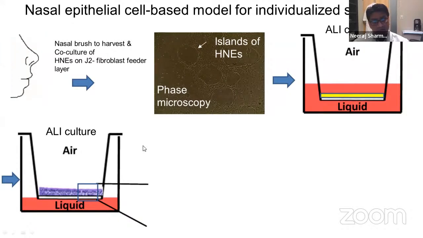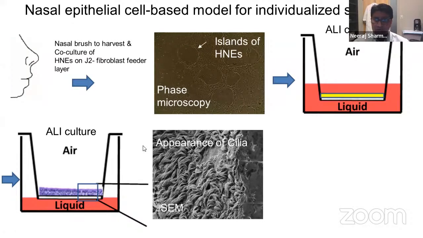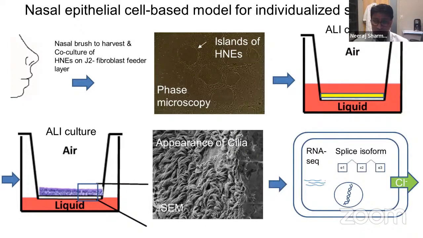What we mean by differentiation is, you look here, there is appearance of cilia. This is scanning electron microscopy on one of the filters from one of the individuals with CF. Look here, the cilia that come up show that the cells have differentiated. At this time point, we then measure either CFTR function, perform RNA studies, look for splice isoforms, and do immunoblotting to look for CFTR processing.